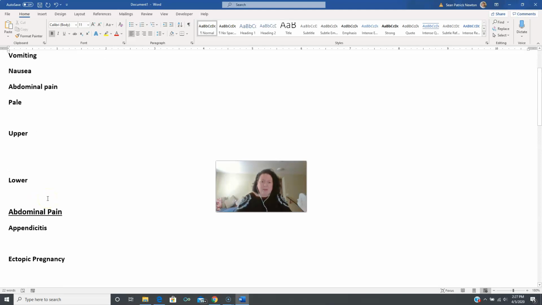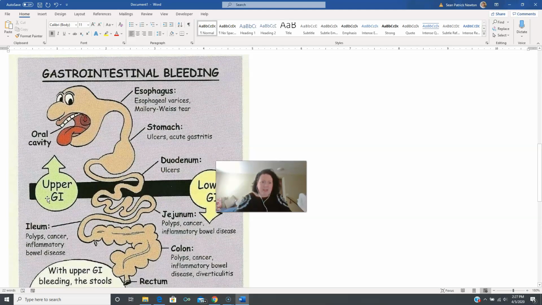So an upper GI bleed, I have this picture right here. Here's the dividing line. An upper GI bleed is coming from somewhere above the duodenum, which is just after the stomach. So it could be from the oral cavity or the esophagus. Bleeding from the esophagus could be from esophageal varices. Those are really big blood vessels that can outpouch into the esophagus. It's usually from hepatitis or a liver problem or alcoholism.